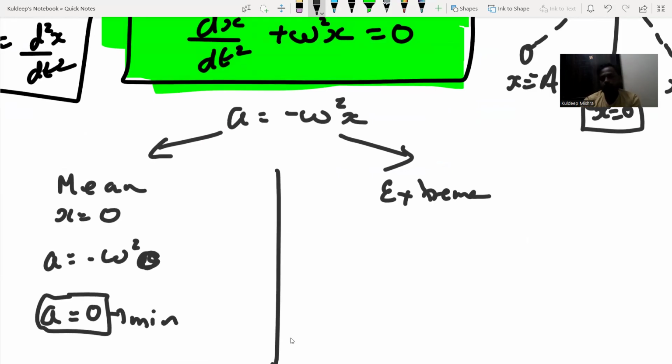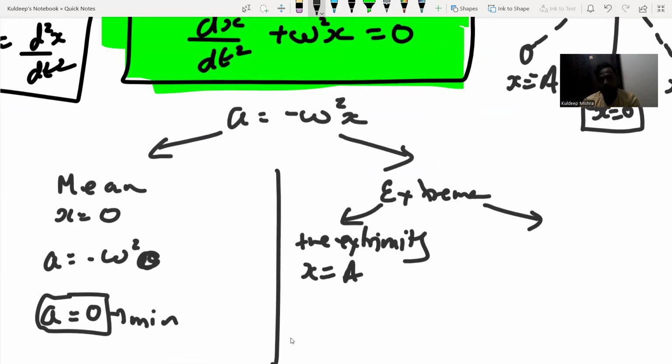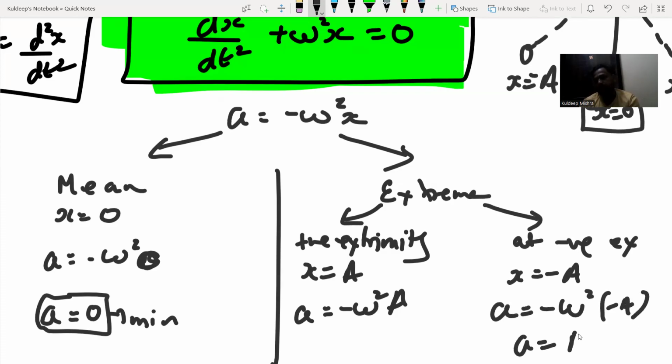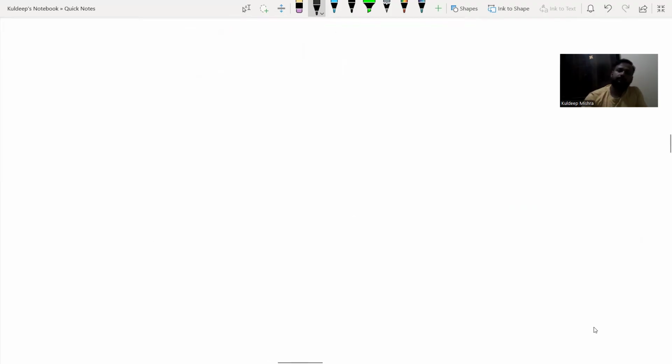Now in extreme positions, you always have two positions, positive extremity and negative extremity. At positive extremity, x is equal to a, so acceleration will be minus omega square a. And at negative extremity, x is equal to negative a, so acceleration will be minus omega square into minus a, which is plus omega square a. Correct?